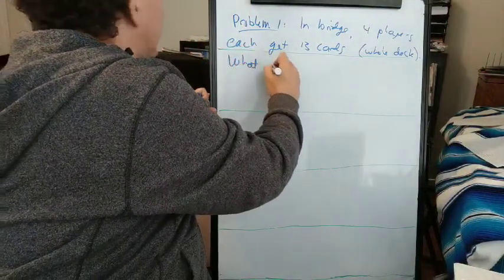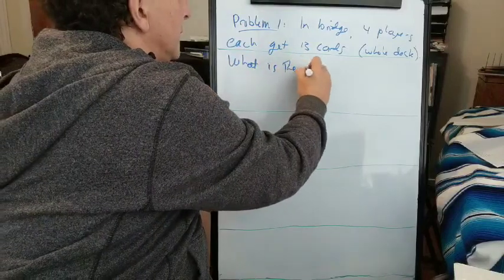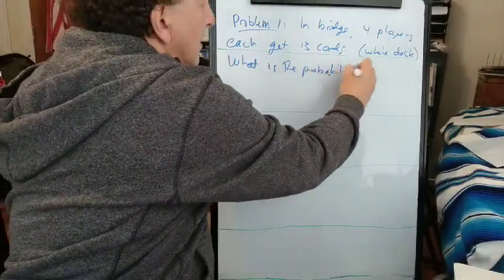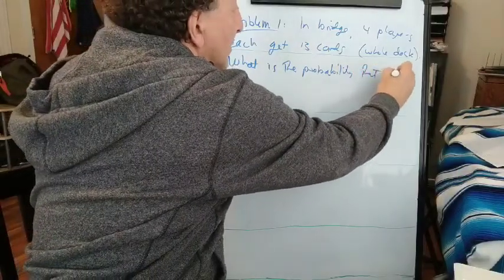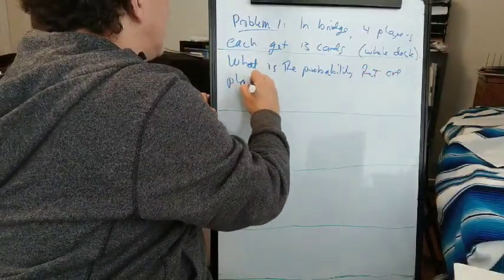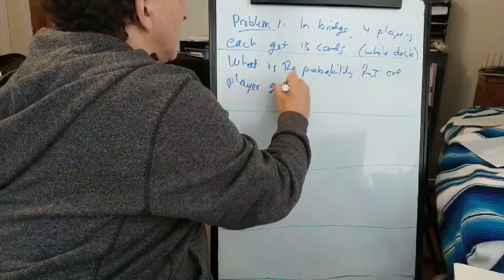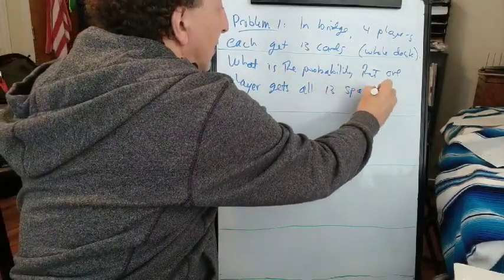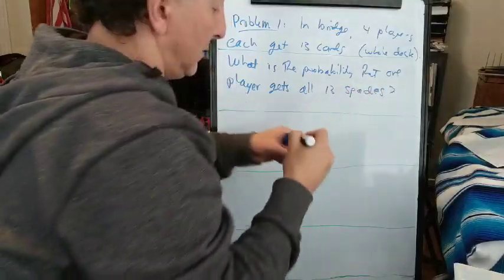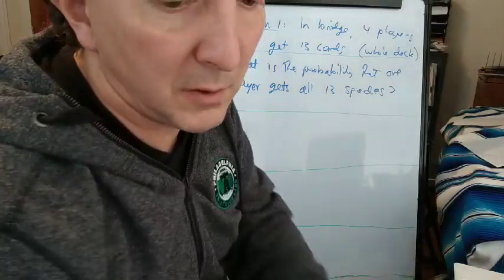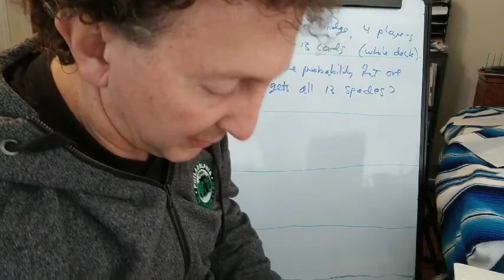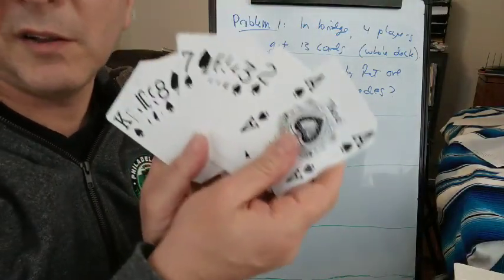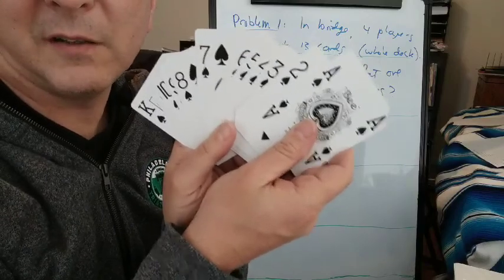The question is, what is the probability that one player gets all 13 spades? So that is the probability that the 13 cards that one player has is all 13 spades.